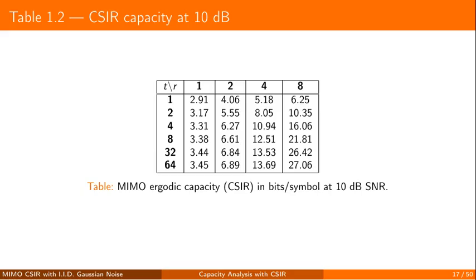The table on this slide collects CSIR capacity values, in bits per symbol, at 10 decibels, for a range of antenna configurations. A few trends are worth noting, and they will drive the analysis in the next few slides. Single antenna links deliver modest rates, as expected. Balanced square configurations reach substantially higher values, the kind of gain that first made MIMO attractive. And the most aggressive configurations, with many transmit antennas and a moderate number of receive antennas, push the rate higher still. Though, as we will see, not without limits.